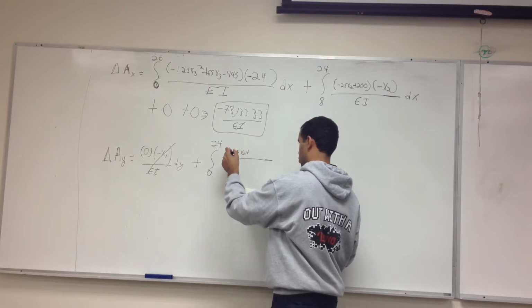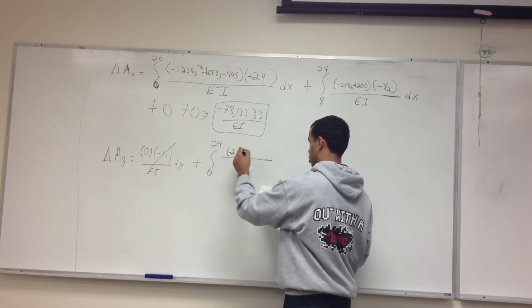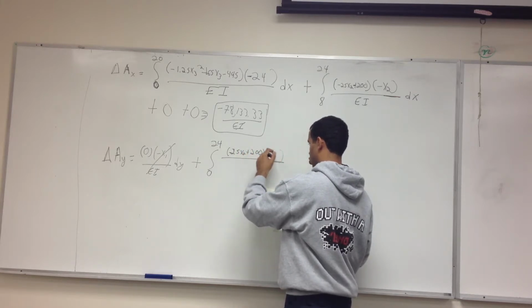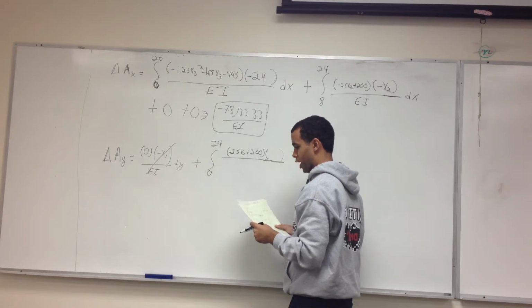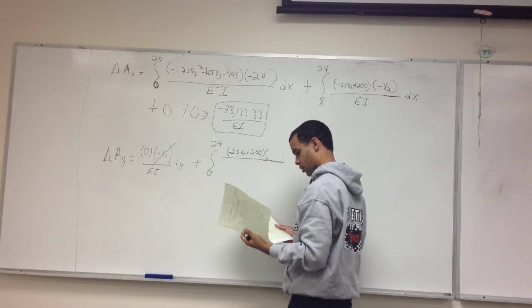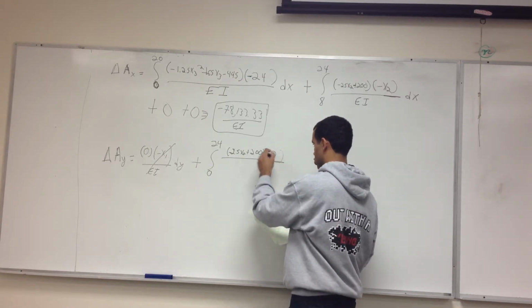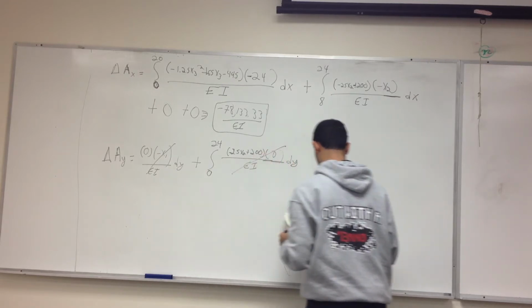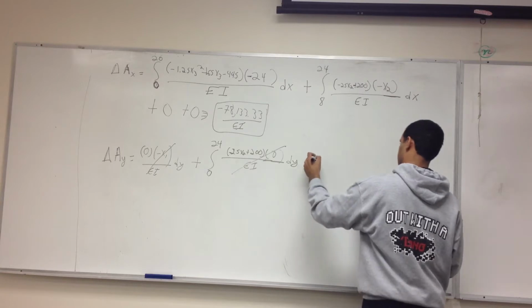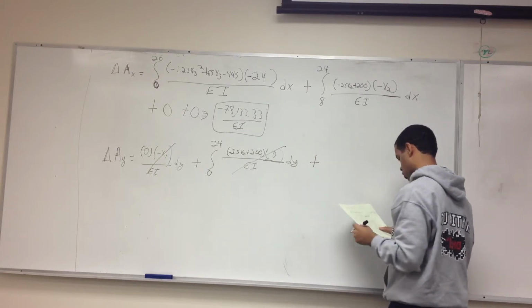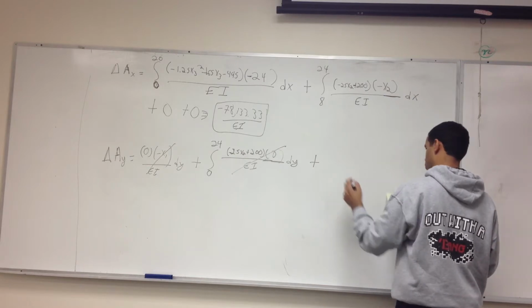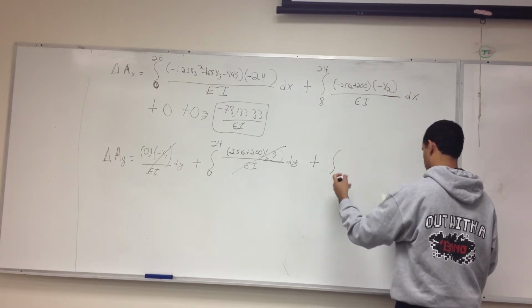And we have negative 25x2 plus 200 times 0. That 0 comes from the second moment cut at unit load frame 1. So that becomes 0. Plus the third moment cut at the real frame and unit load frame 1.